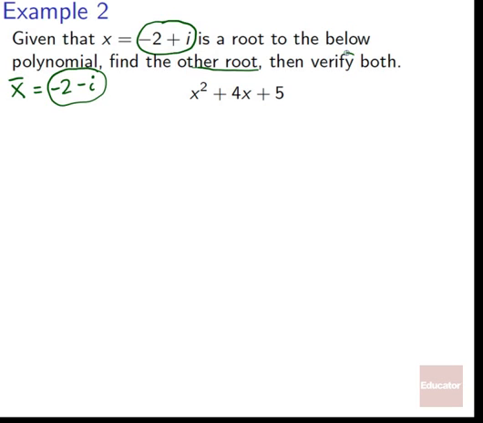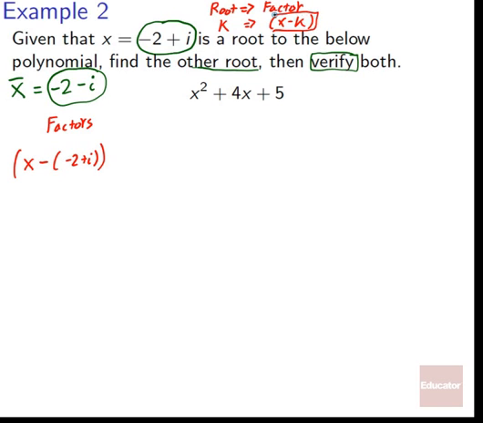So now we're told to verify both of them. There's two different ways we could verify this. First, we could verify this through factors. We could show that if we were to use these as factors, because remember, knowing a root tells you a factor. Remember, if we know that there's a root at k, then we know that there is a factor x minus k. So if we know there's a root at negative 2 plus i, then we know there's a factor of x minus quantity negative 2 plus i, times x minus quantity negative 2 minus i for our other factor.